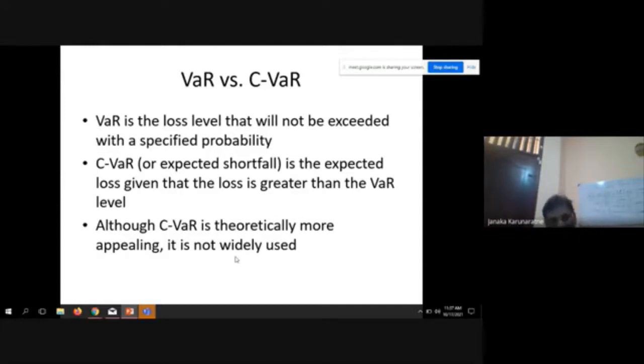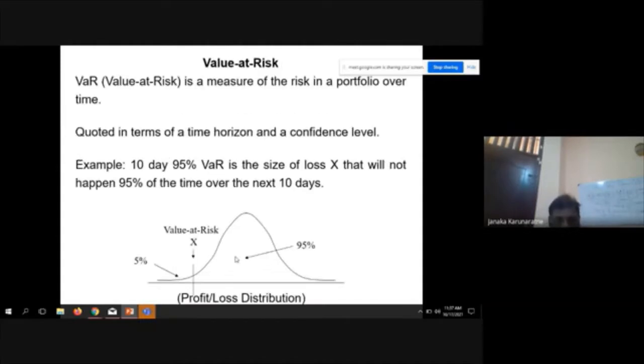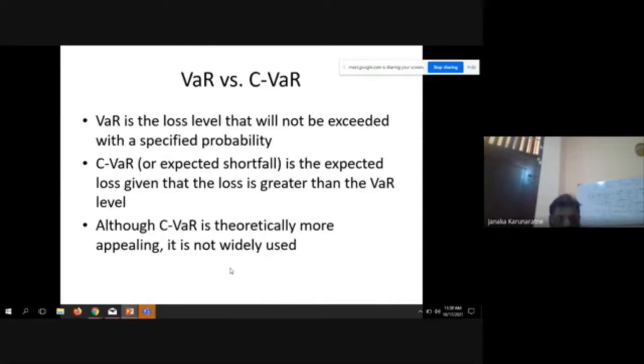This is what I said at the beginning. Now this example: the loss will not exceed this much, X. X may be 100,000, 50,000, and so on. But CVaR, or expected shortfall, is the expected loss given that the loss is greater than VaR. Although CVaR is theoretically more appealing, it's not widely used. So the commonly used measure is the normal VaR.